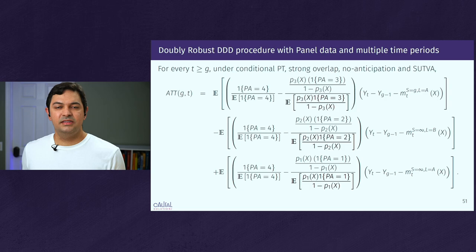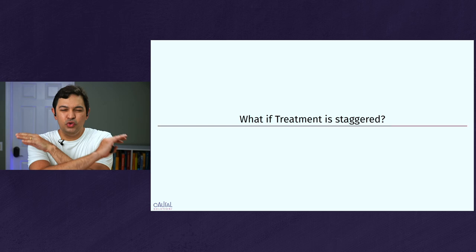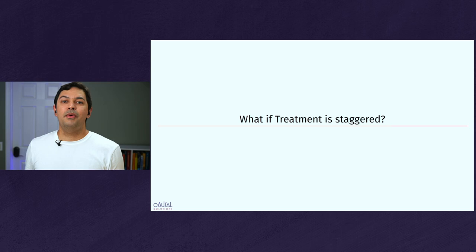Finally, to close this chapter on triple differences, to actually be fully comprehensive and do everything that is out there that we have covered in the course, we have to talk about staggered adoption, right? And staggered adoption here is not so complicated, because essentially, how does this setup change compared to difference in differences? So here is staggered adoption.